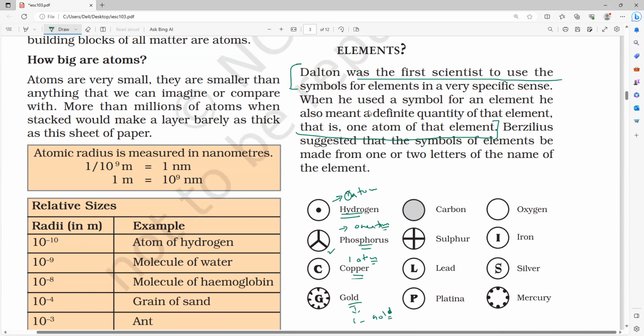All this shows one atom of that element, as well as one atom of the element. It will suggest that one atom of the element. That is what is important for me. Are you clear, everybody?